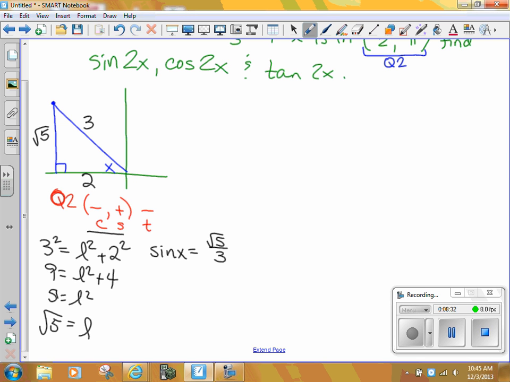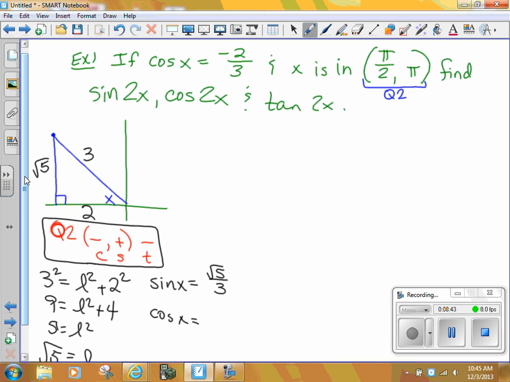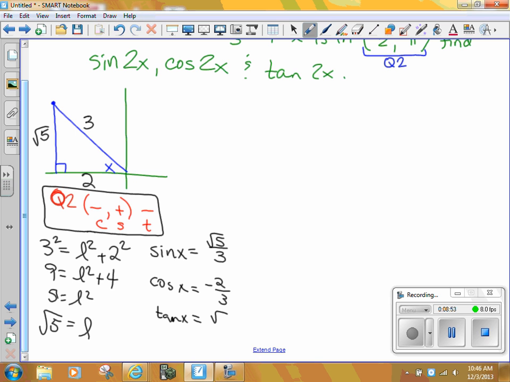Check out your signs, S-I-G-N-S, signs. Is square root of 5/3 positive or negative? Positive. Cosine of x, well, that was given, right? Negative 2/3. And then tangent of x is root 5/2. And you know I always put in my sign at the end. Tangent is negative, so I make that negative.